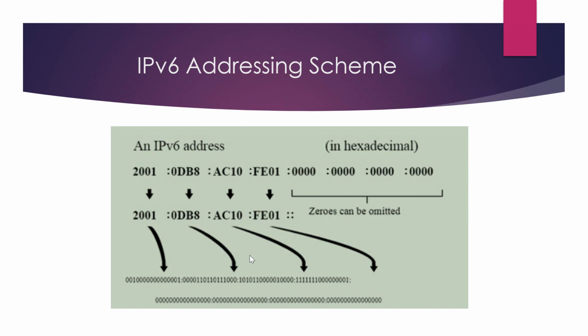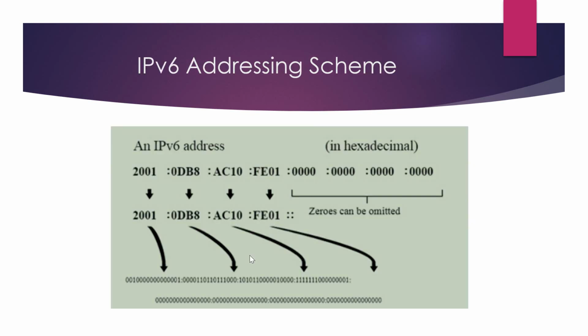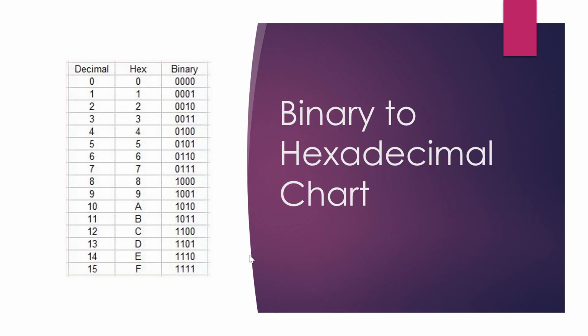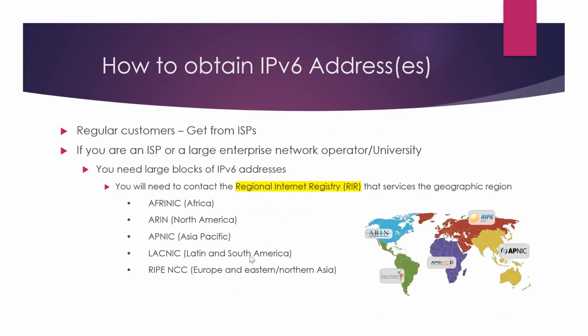So we looked at what IPv6 is, and then we understood how we can write IPv6 addresses and how we can abbreviate them. So now we get to the IPv6 subnetting part.